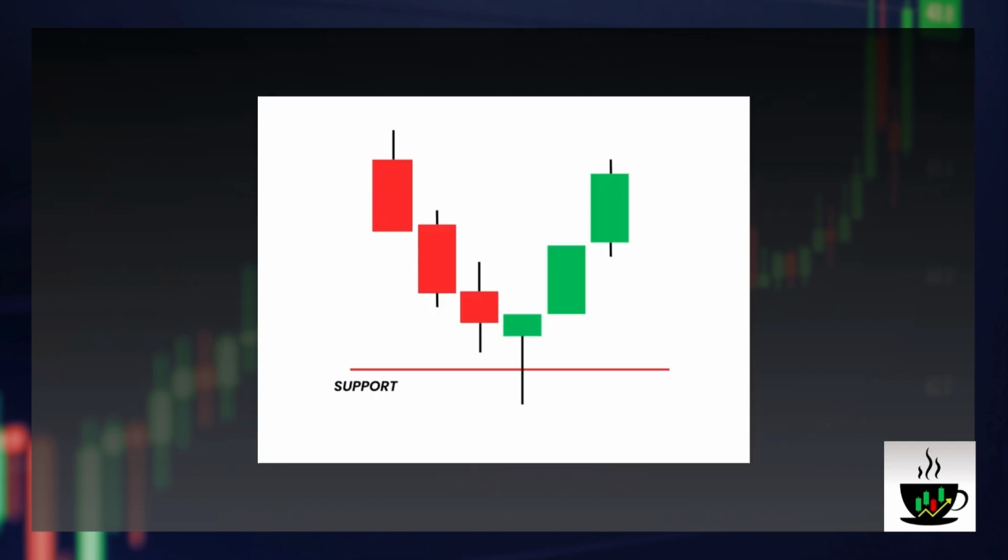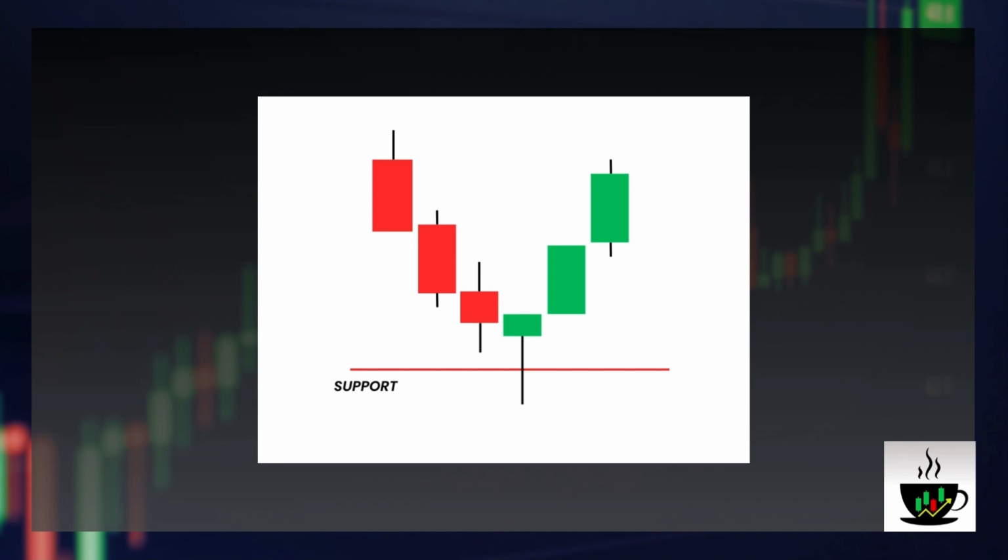Example of a hammer candlestick. As the price was trending downward, a hammer candlestick formed right at the support level, signaling a possible reversal in momentum. This candle pattern appears at the bottom of the downtrend. The long lower wick shows that sellers were initially in control, pushing the price lower.